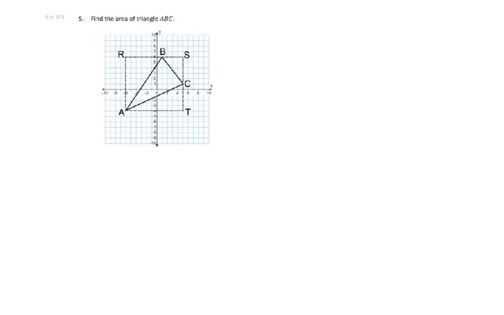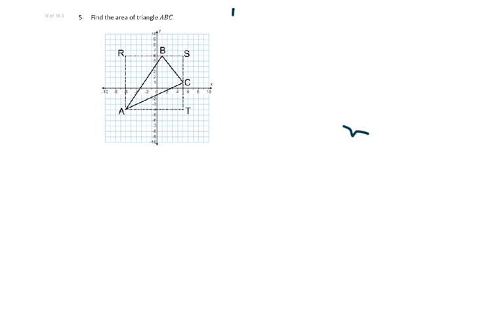This last problem asks us to find the area of triangle ABC. Now, we know two things. We know that we can find the area of a triangle simply by multiplying 1/2 times the base times the height. But finding the area of a triangle when you're not exactly sure how many units make up the base and how many units make up the height because your triangle is slanted is much more difficult.